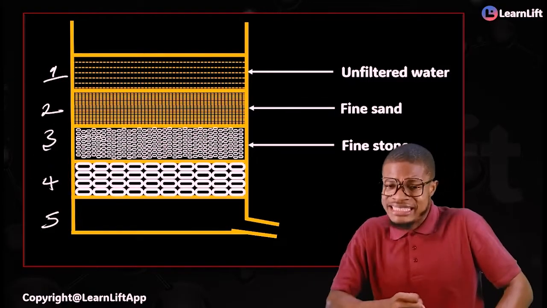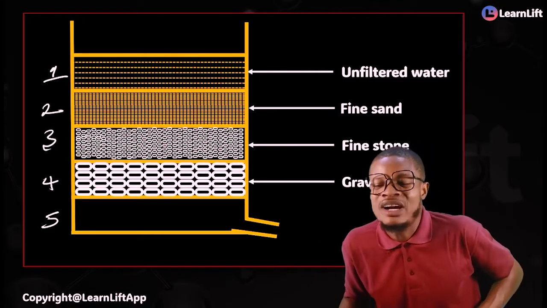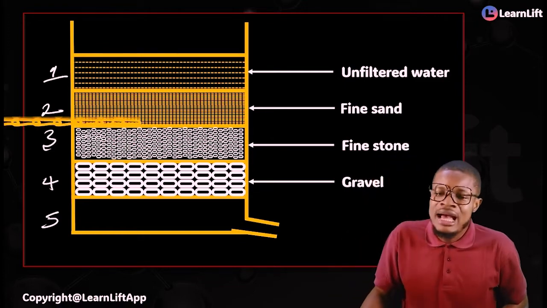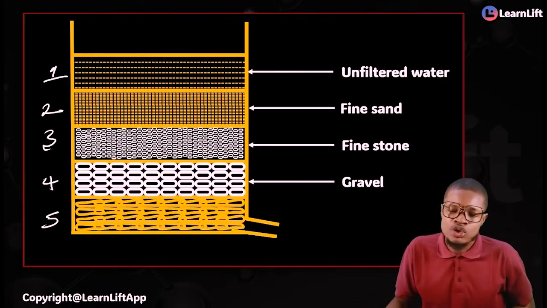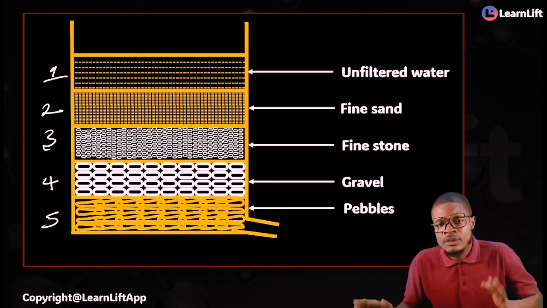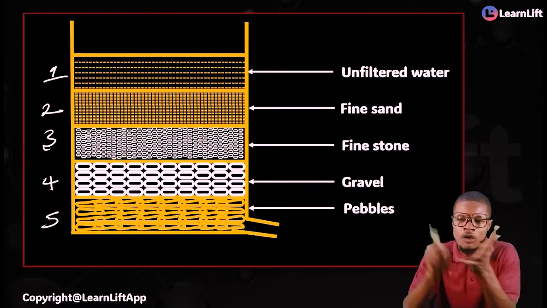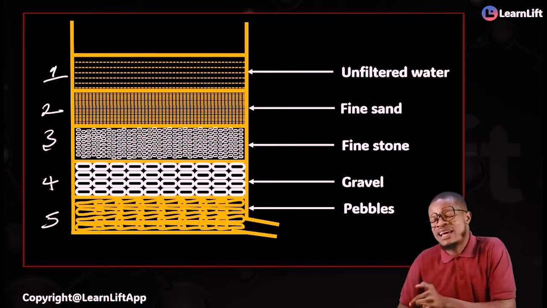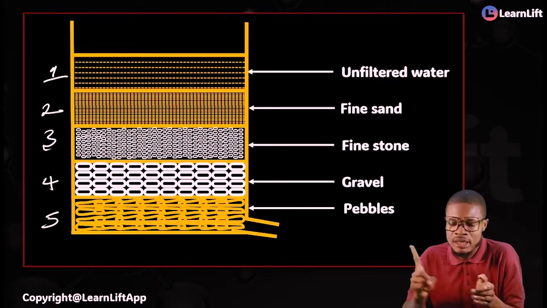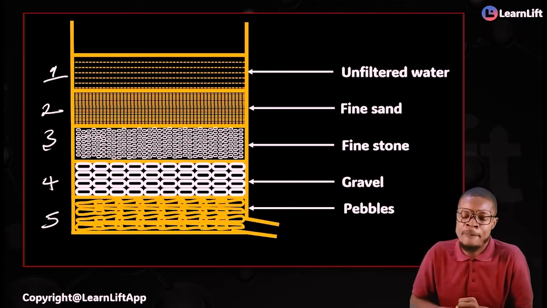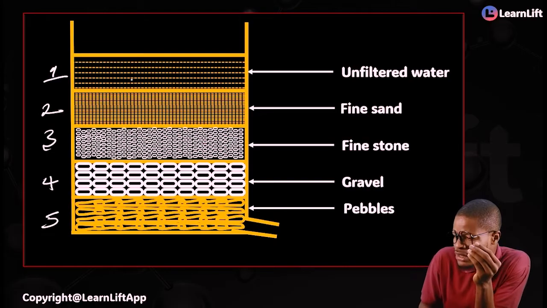Layer 4, you see that it's now bigger in size, and that is called your gravel. Gravel. And then layer 5 contains what is called your what? Your pebbles. How many layers do we have? 5 layers. Unfiltered water, layer 1. Layer 2 is fine sand. Fine stone, layer 3. Layer 4, gravel. Layer 5, pebbles. And then what happens?